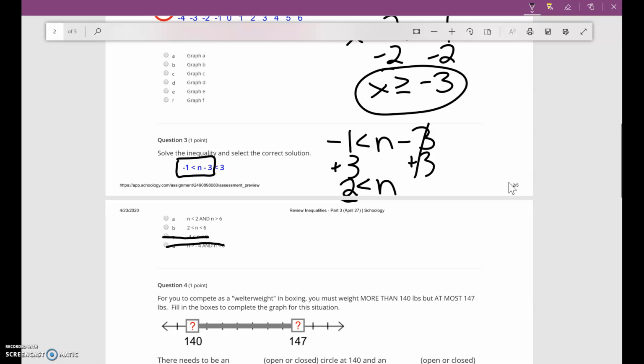On this other side here, we have n minus 3 is less than 3. So add 3 to both sides. 3 plus 3 is 6. Pretty sure that one. So we got n is bigger than 2 and n is less than 6. So that means we're going to look at option B here.